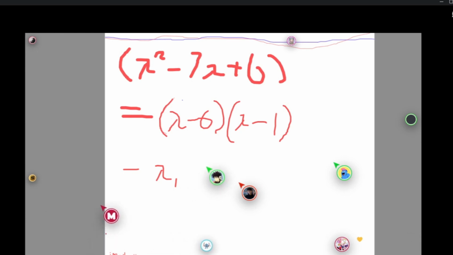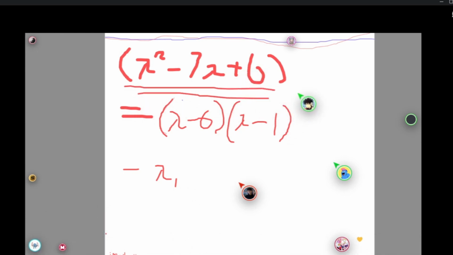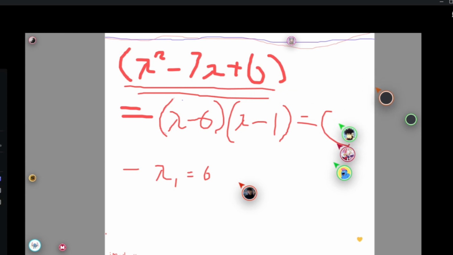Because it's a quadratic. And by the way, the quadratic that we've got, this one, is known as the characteristic polynomial of the matrix, just in case the exam asks that. So we have lambda 1, which is equal to whichever one we want, so 6, because remember, this has to equal 0.